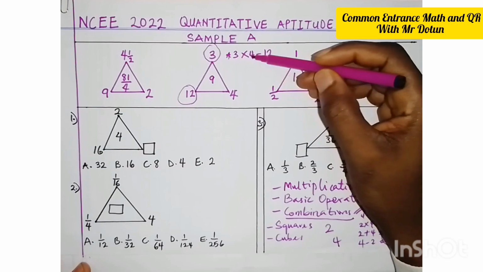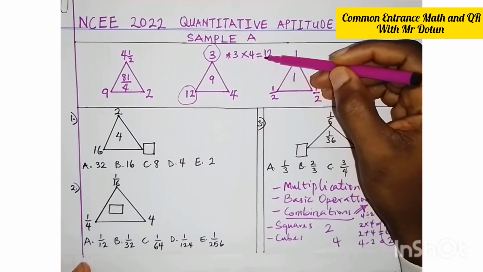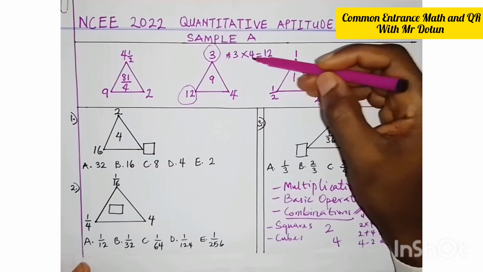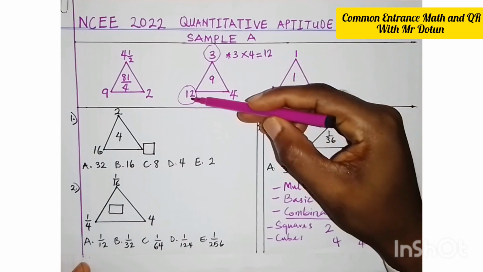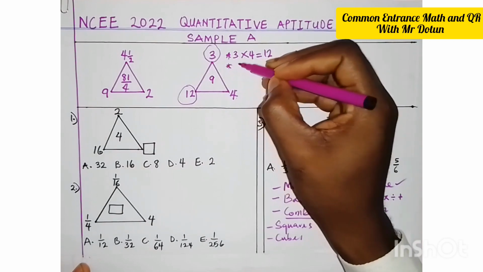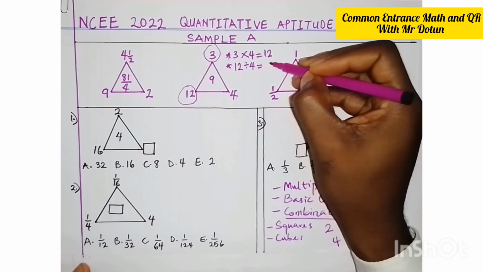If I've multiplied this to get this, then going back, I do my division, right? So if 3 times 4 is equal to 12, then 3 will be equal to 12 divided by 4. So 12 divided by 4 will give me 3. So I'll write down that relationship. 12 divided by 4 will give me 3.